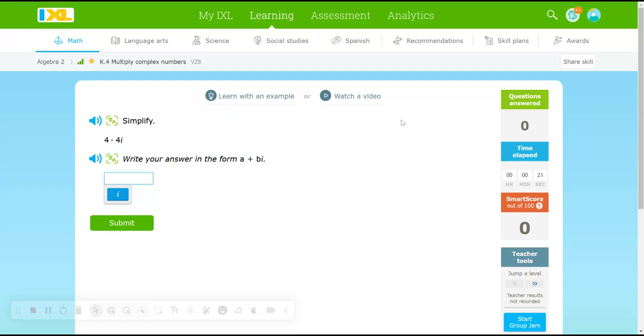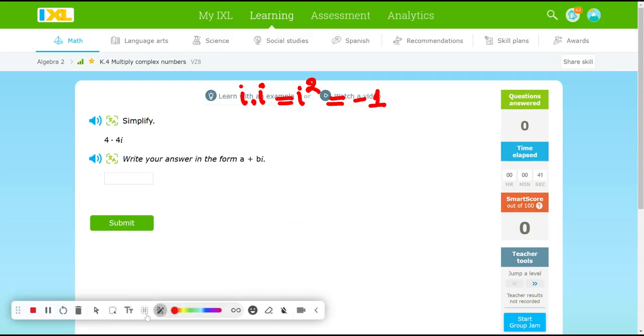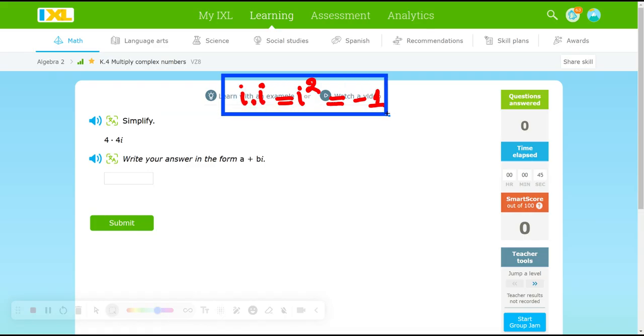Okay, students, we go over multiplying complex numbers. When you multiply, you multiply number with number and then letter with letter. The only thing is, if you see i multiplied with i, it becomes i squared, and you substitute i squared for -1. All right, so that is a little formula you have here.